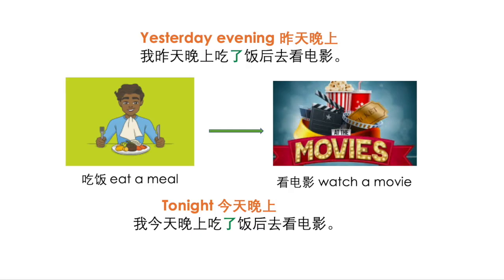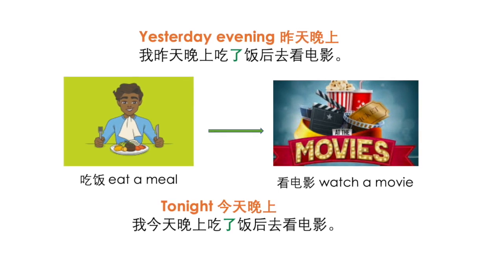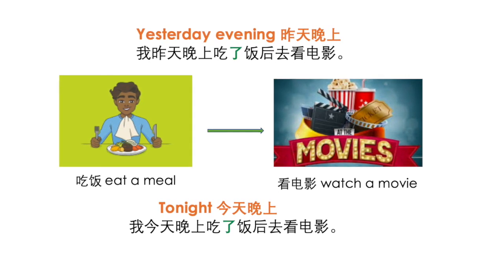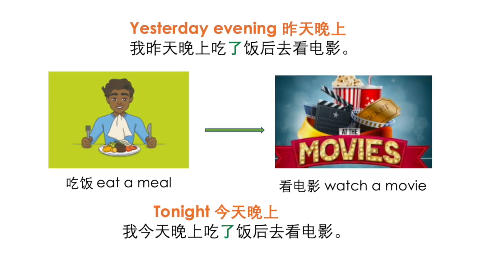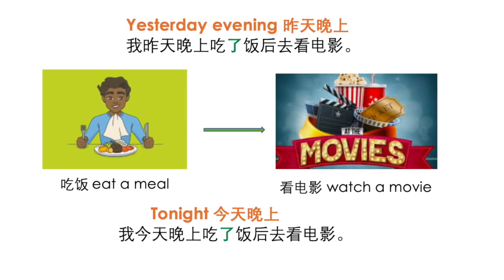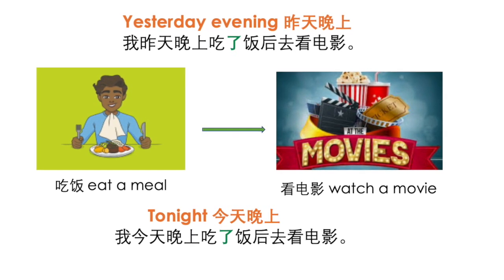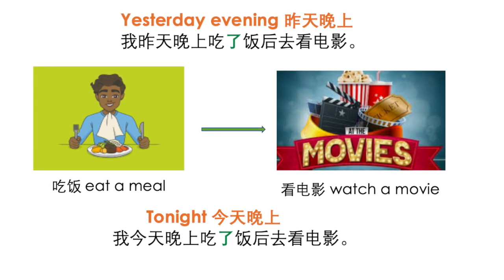If you want to say, I watched the movie after eating a meal yesterday evening, you can say, 我昨天晚上吃了饭后去看电影. If you want to say, tonight I plan to watch a movie after eating my dinner, you can say, 今天晚上我吃了饭后去看电影. As you can see, le can be used for both past and future tenses. There is really not much difference between these 2 sentences, except that they have 2 different time phrases.